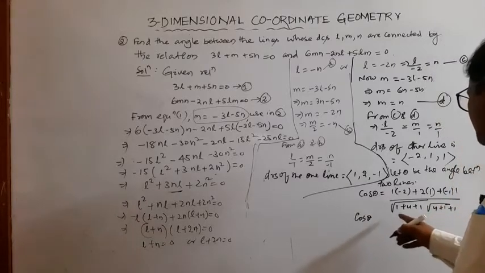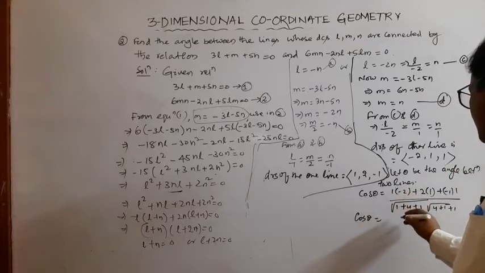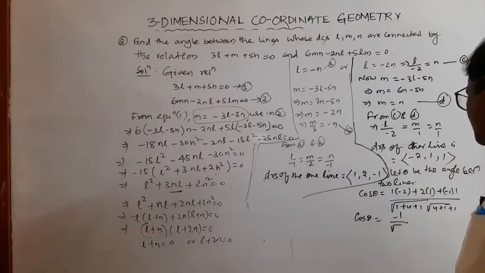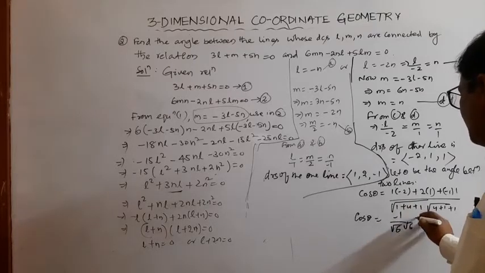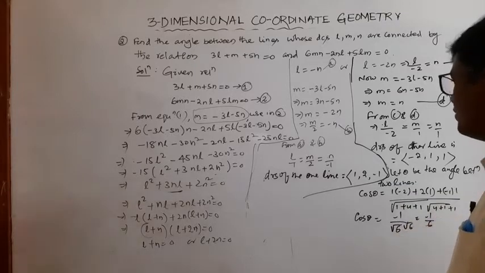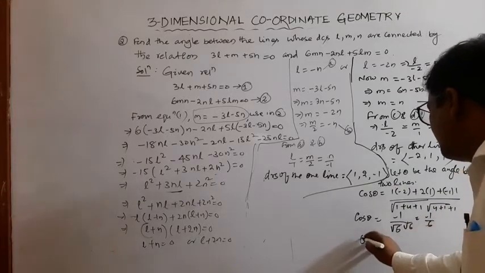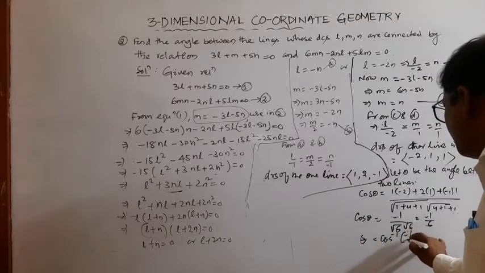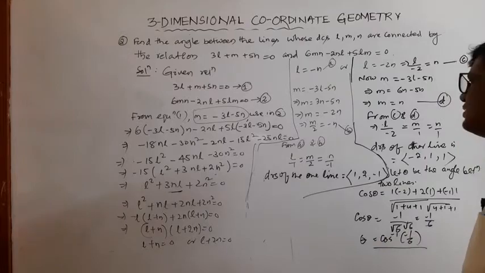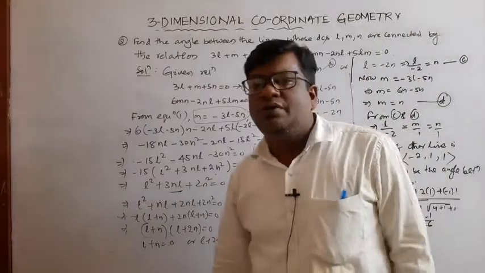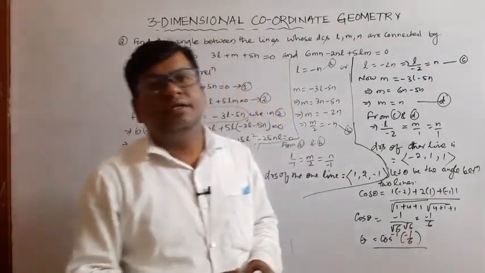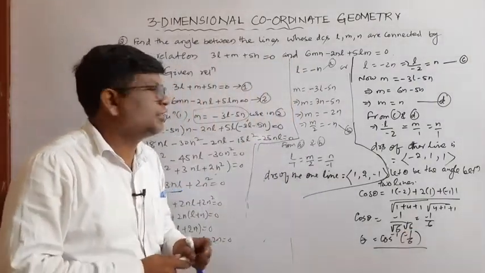minus 2 plus 2, minus 2 and plus 2 cancel, leaving minus 1, and the denominator is root 6 into root 6. So cos theta is minus 1 by 6. So theta is equal to cos inverse of minus 1 by 6. This is the angle between two lines when they are related with the DCS. Okay. Now another question.